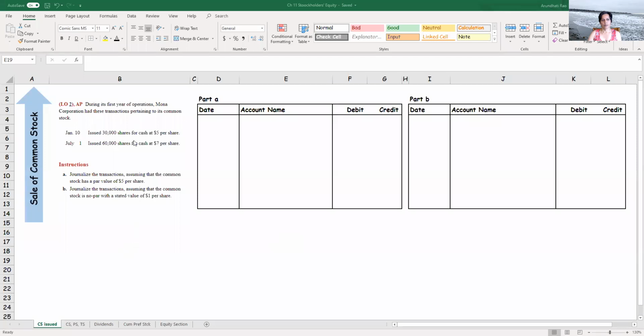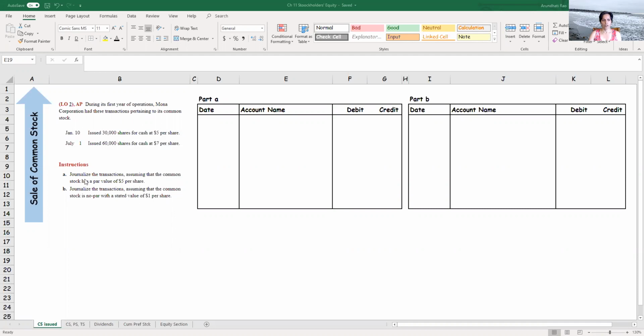In this exercise, we are told that in the first year of operations, Mona Corporation has these transactions pertaining to common stock. On Jan 10th, they issued 30,000 shares for cash at $5 per share. On July 1st, they issued 60,000 shares for cash at $7 per share. They've asked us two separate assumptions.